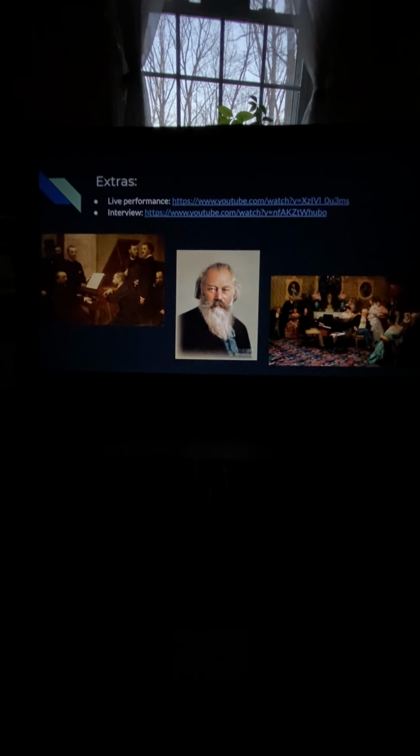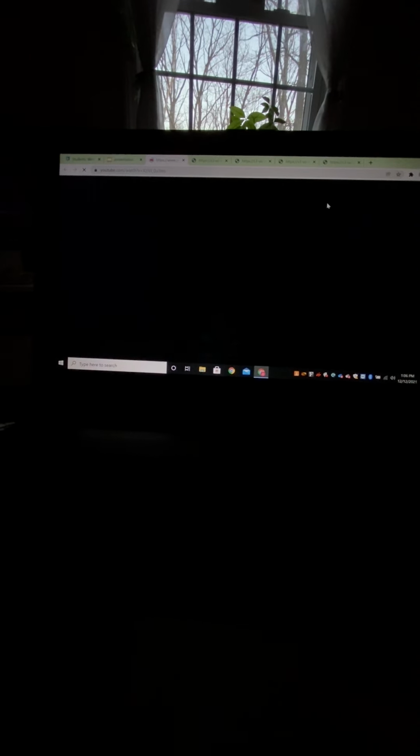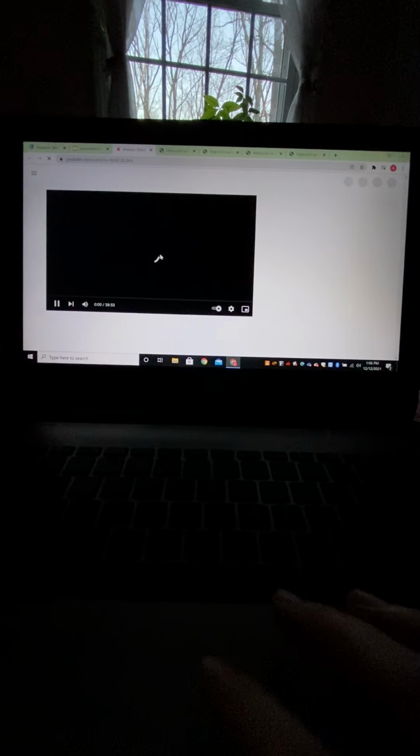And lastly are the extras that I included. This is a live performance of an orchestra. They were playing one of Brahms's pieces.